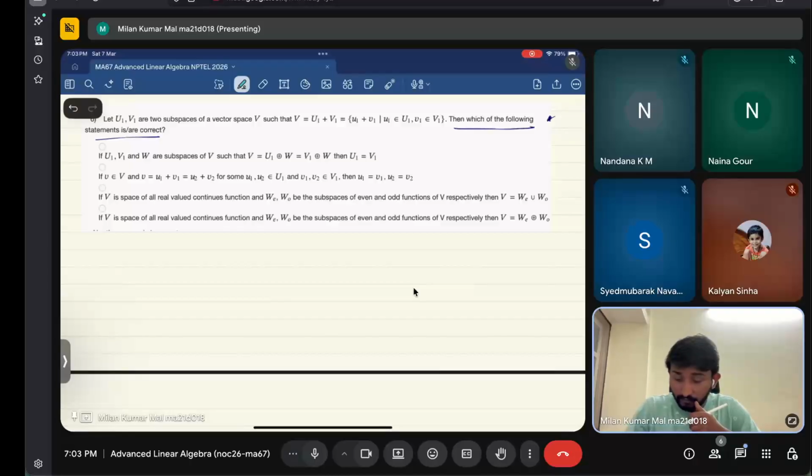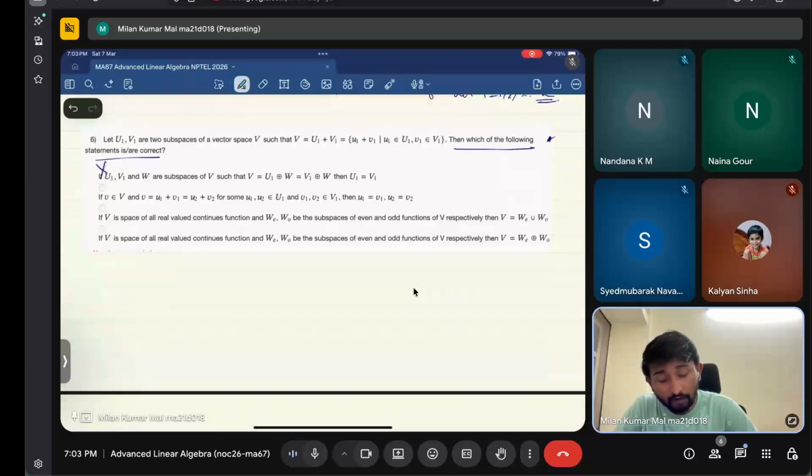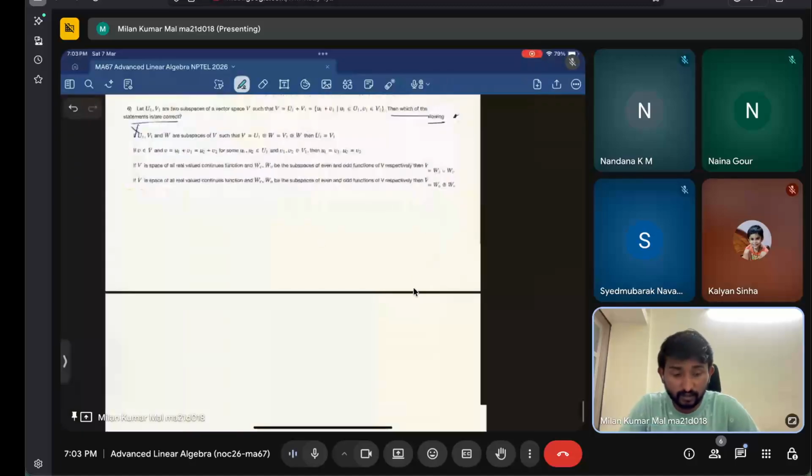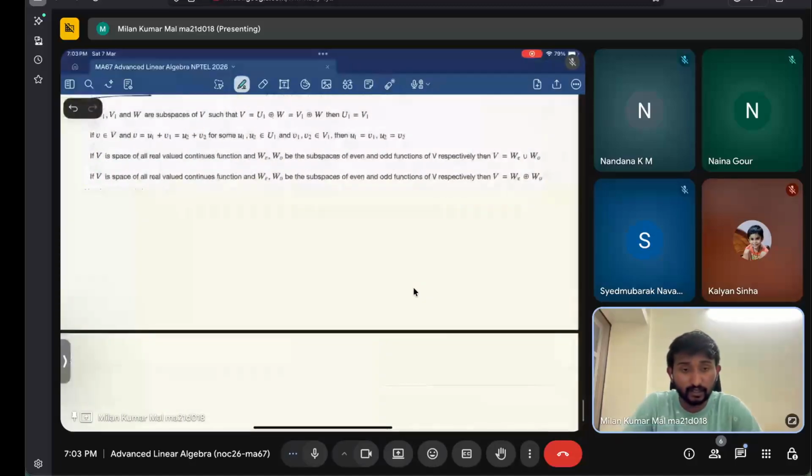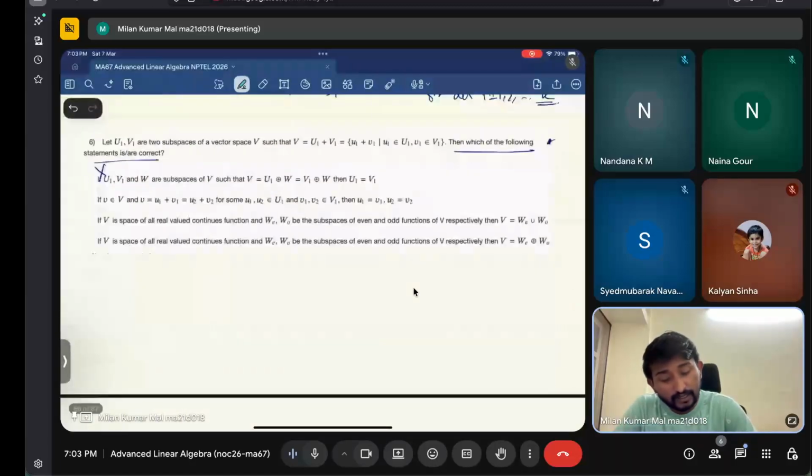Note that this option is incorrect. Why is this incorrect? One can create a counterexample. Though it seems to be correct, this is incorrect. Note that they are sums, but a direct sum is something very different. They are not just the usual element sum, they are subspace sums.